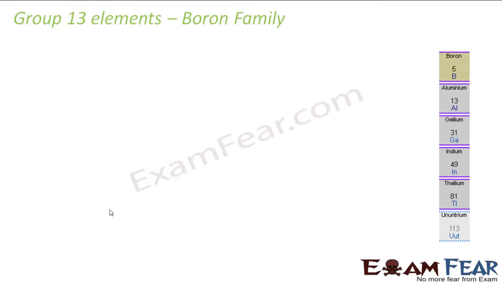So let's talk about the group 13 elements now. We have talked about the overview of p block elements, the inert pair effect, the diagonal relationship, and the trends in the p block elements. Let's talk about the boron family now. We will talk about two families in this chapter, the boron family and the carbon family. Let's talk about the boron family now.